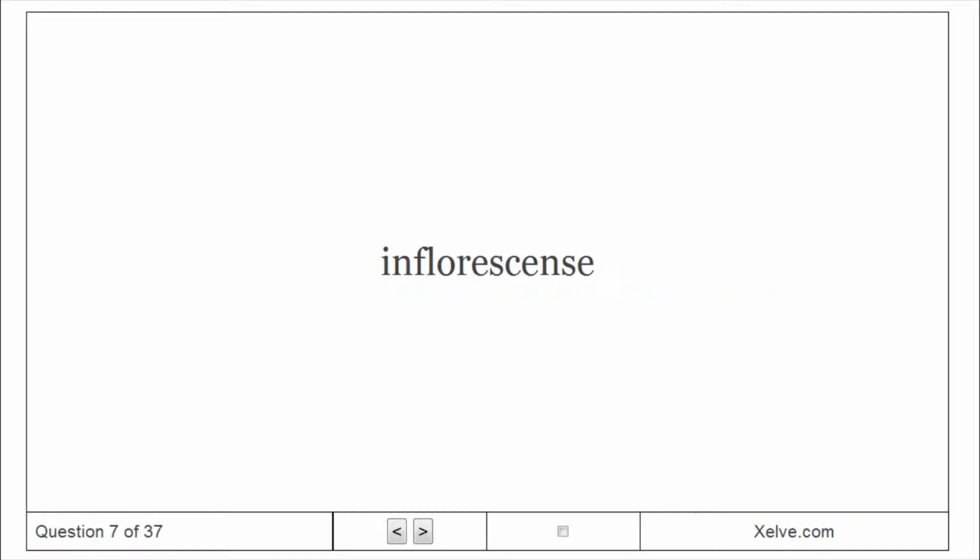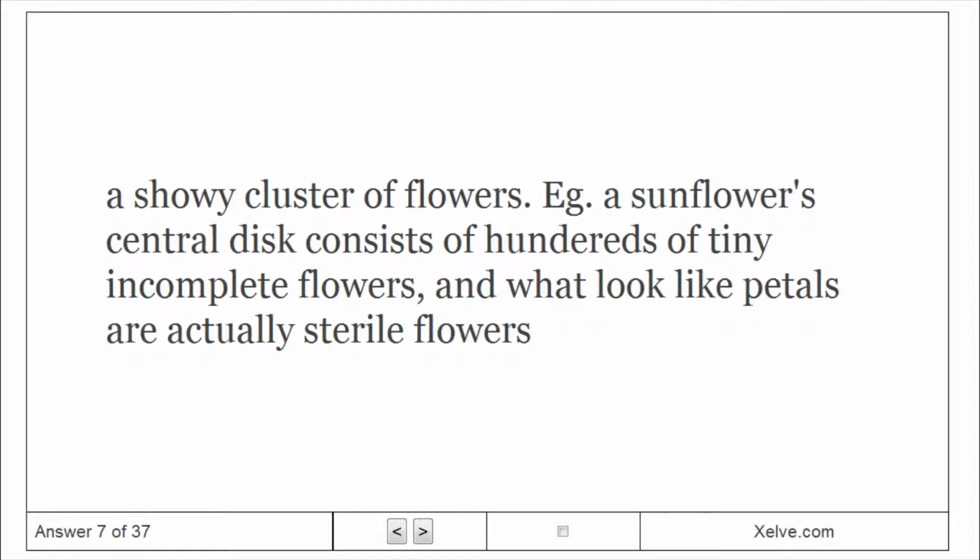Inflorescence. A showy cluster of flowers, e.g. a sunflower's central disc, consists of hundreds of tiny incomplete flowers, and what look like petals are actually sterile flowers.